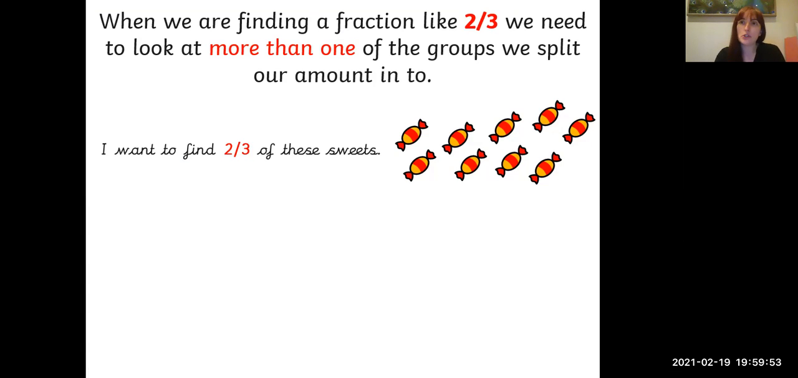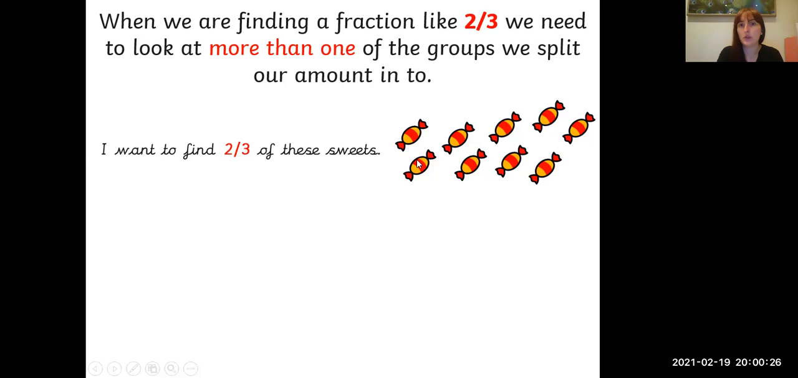Now, I just want to show you this because if you look carefully at my fraction, it is set out slightly differently. Instead of being one above the other, they're next to each other. But don't worry, it still means 2/3, okay? The first number is your numerator, the second one is the denominator. 2/3, okay? It's just another way of writing it. When we're finding a fraction like 2/3, where the numerator isn't a 1, it's another number, like 2/3 or 3/4, we need to look at more than one of those groups, okay?